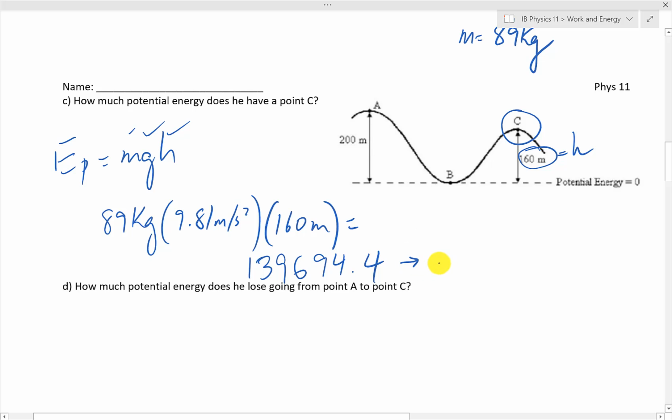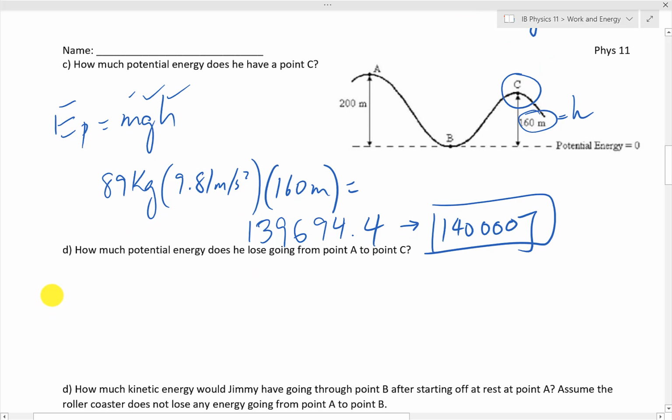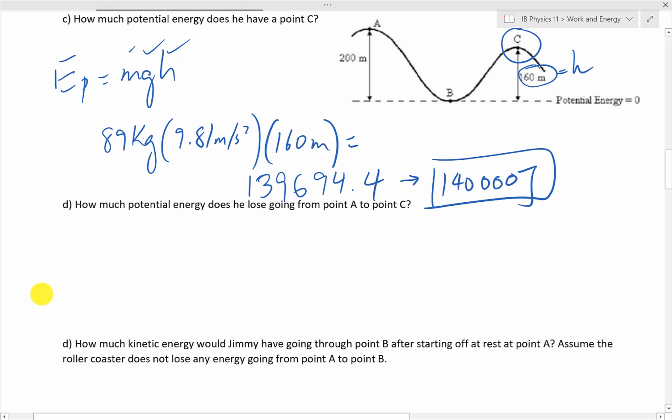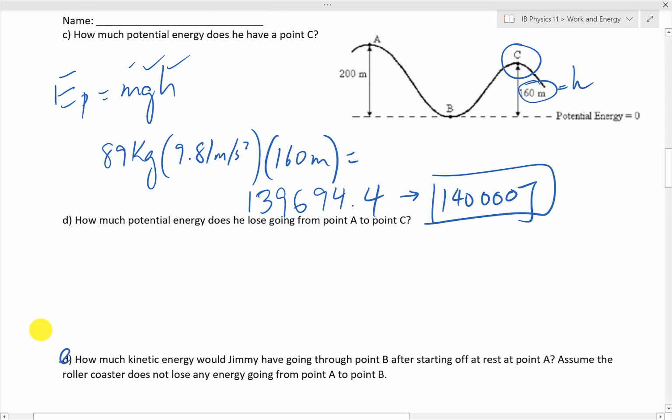Rounding to two significant figures, we get 140,000 joules. Okay, not bad, eh? Now for E. How much potential energy does Jimmy lose going from point A to point C?